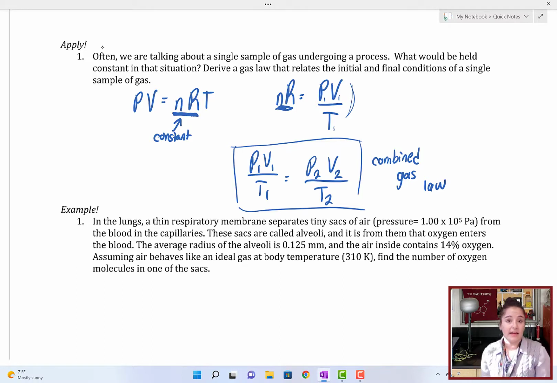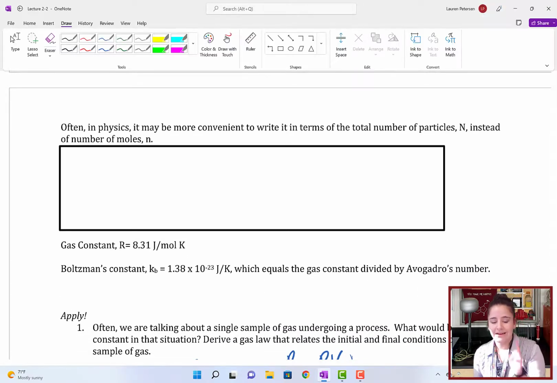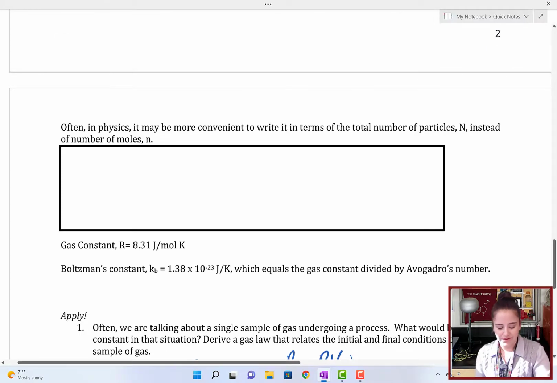Okay, and again, it just comes from if you have a single sample of gas, then this is always going to be true. So it's going to be true in any state of it. And this one I recommend you know how to derive because you'll use it quite a bit. But number of moles and R isn't the only way you'll actually see the ideal gas law.